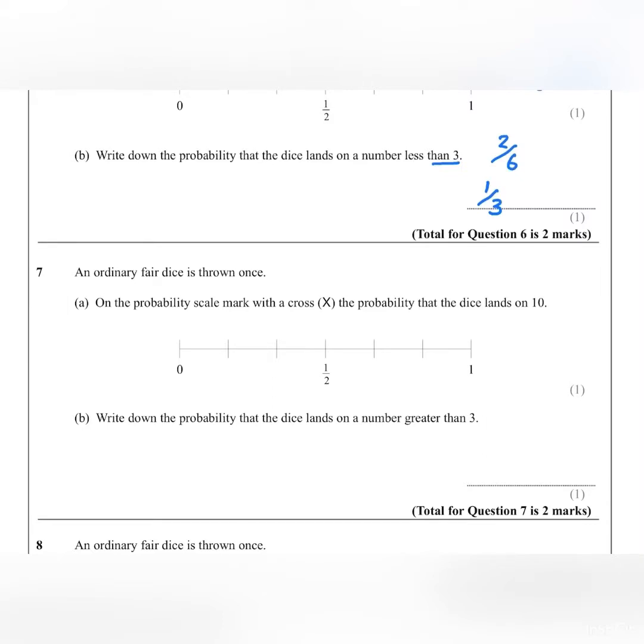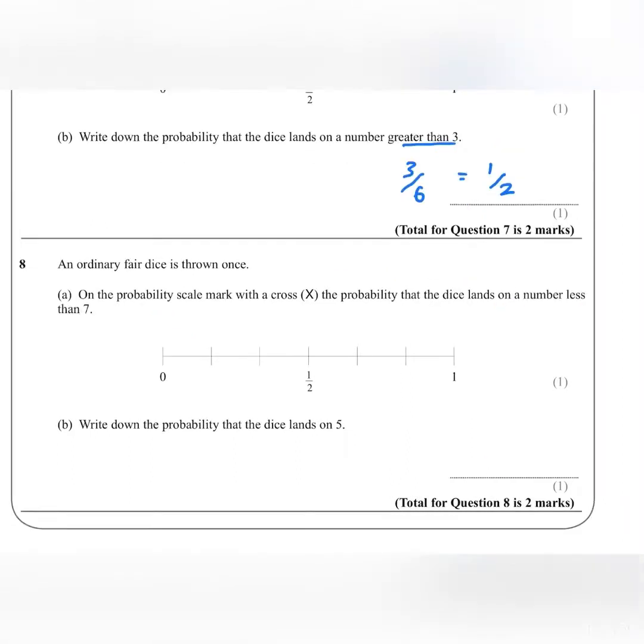Okay, so an ordinary fair dice is thrown once. On the probability scale, mark with a cross the probability that the dice will land on a 10. Well, there is no 10 on the dice because it only has 6 numbers on that. So it will go over here. And then write down the probability that the dice lands on a number greater than 3. Well, greater than 3 are these numbers here, so which is 3 out of 6, and which equals a half. Okay, so again, number 8, have a go, and then check your answer.